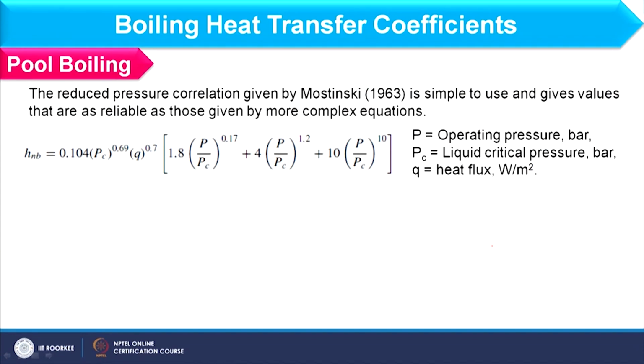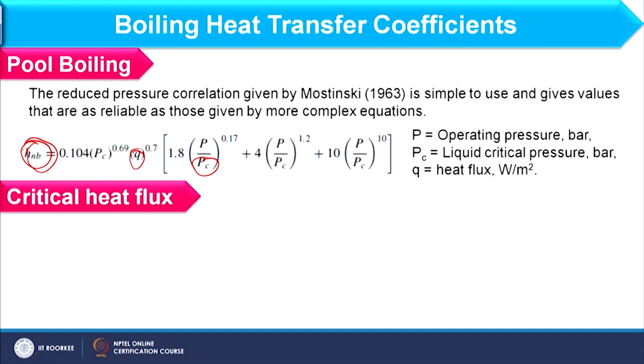Similarly, in pool boiling we can have another correlation which is based on critical pressure. If you know the critical pressure and the heat flux, you can find the pool boiling heat transfer coefficient using this expression, right.